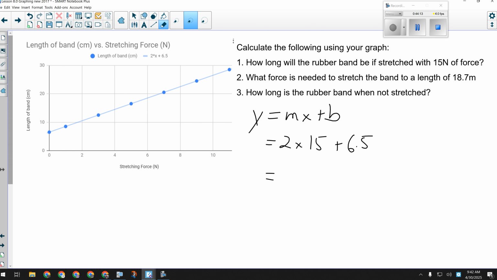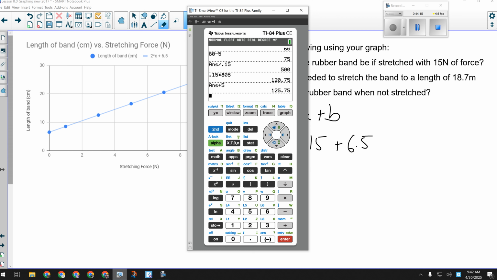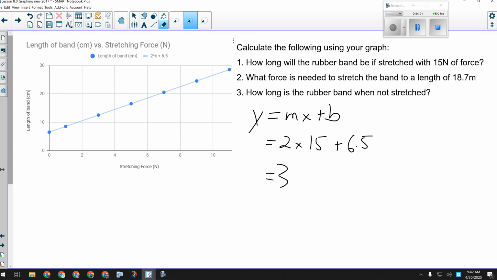Okay, so if we plug all that in, we got 30, 2 times 15, plus 6.5. You get 36.5, do that on the calculator. 36.5 centimeters will be the length of the rubber band with 15 newtons worth of force applied to it. 2 times 15 plus 6.5. Okay, everybody all right with number 1?